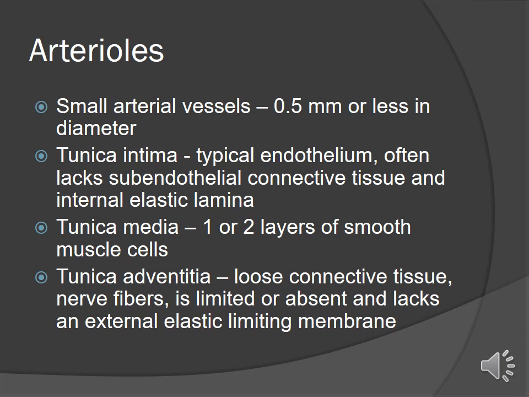The tunica media is composed of one or two layers of smooth muscle cells that completely encircle the lumen. They have a very small diameter and narrow lumen. The tunica adventitia contains loose connective tissue, and this part is limited or absent.